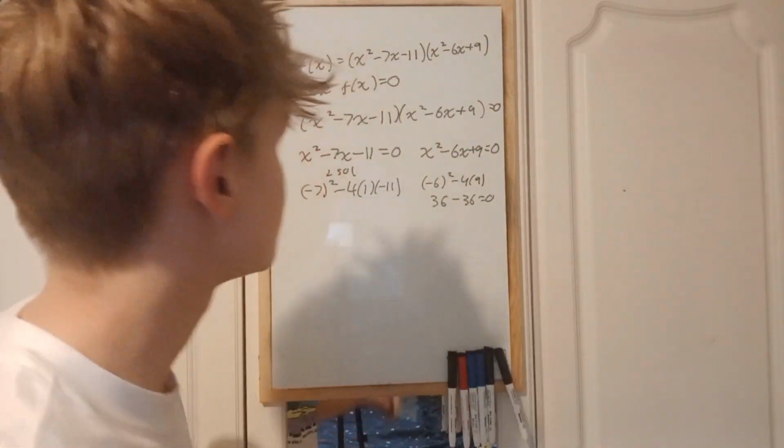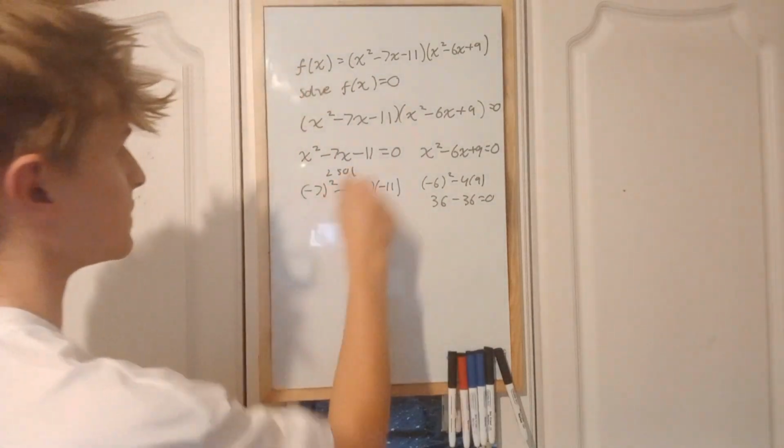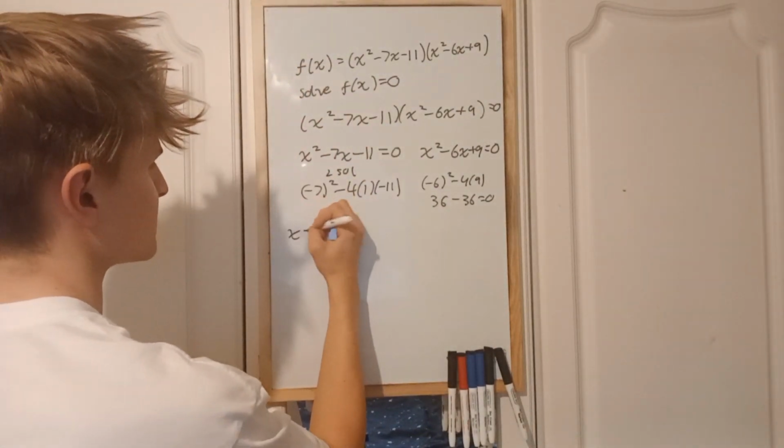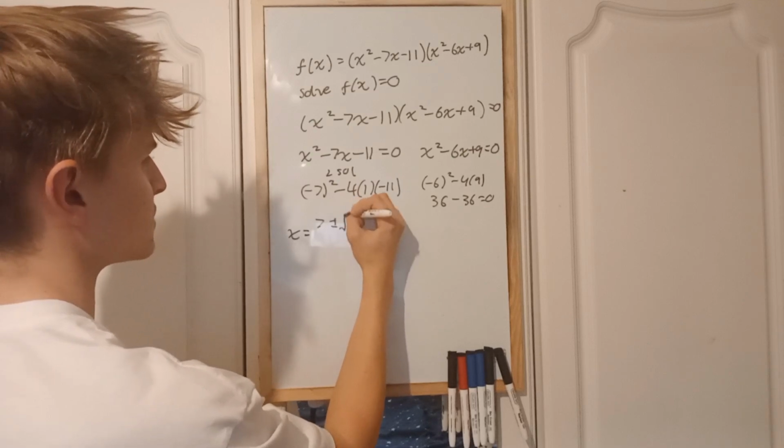3 nice roots. And let's find out what they are, shall we? So let's use the quadratic formula on this one first. So we're going to get x equals 7 plus minus root.